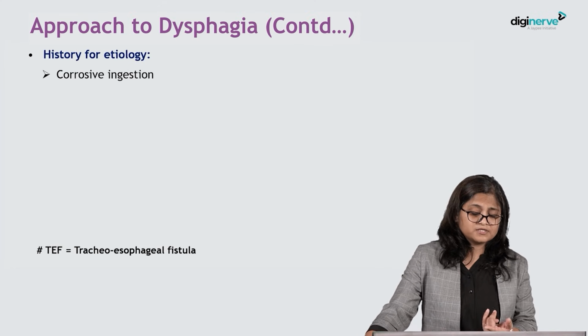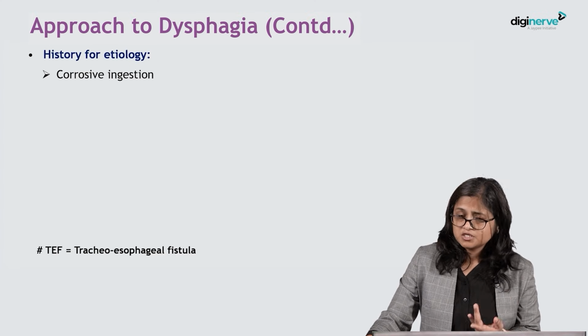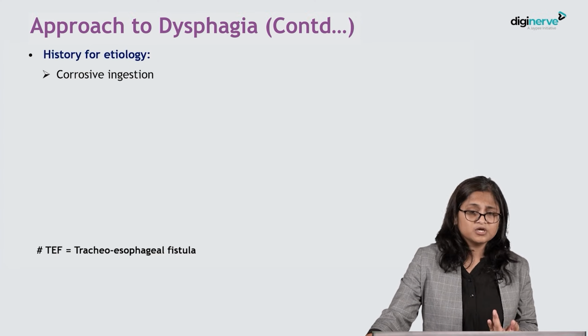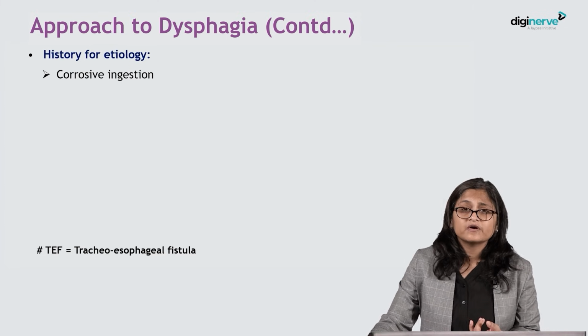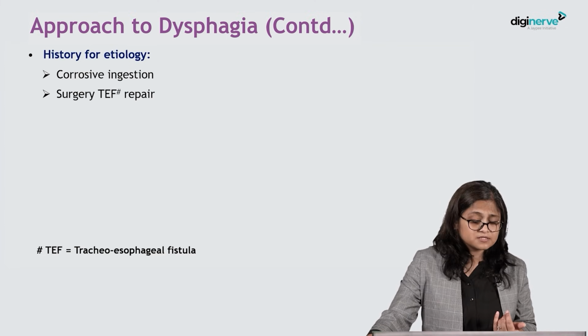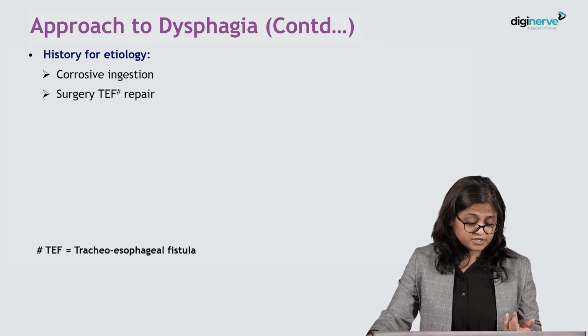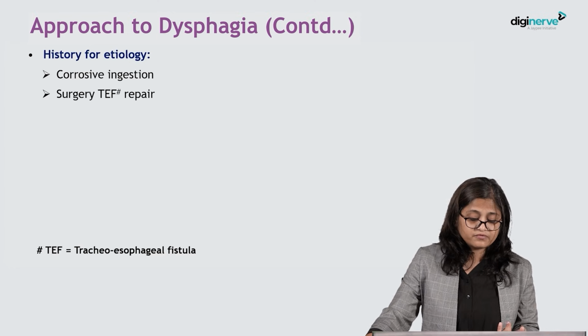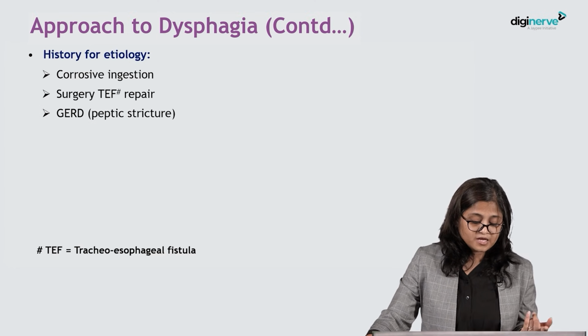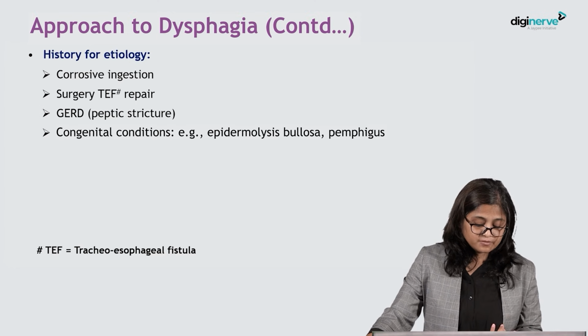Now we'll take history for etiology. As all of us are aware, corrosive ingestion is a common cause of esophageal stricture. So we have to take history for the same. In smaller babies, there might be history of accidental button battery ingestion in the past, which can give rise to stricture. There's history of surgery that we have to take for tracheoesophageal fistula repair. We have to take history for GERD.